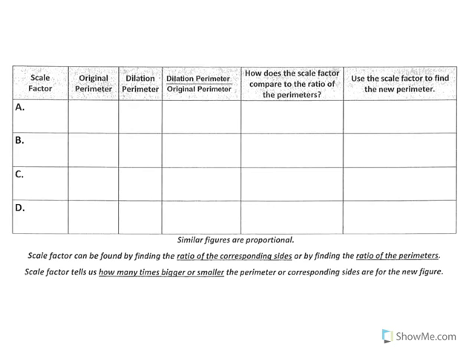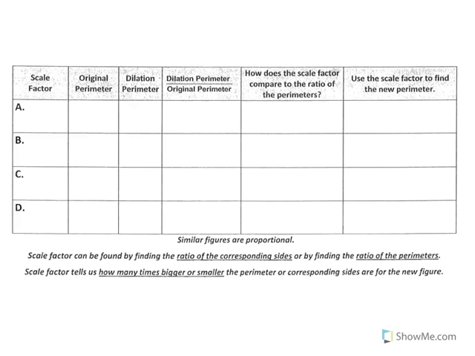Okay, so now let's take that information and we're going to put it into the table. If you notice, you need the scale factor, then you need the original perimeter, the dilated perimeter, then you're going to create the ratio with the dilated perimeter over the original perimeter, and then you're being asked, how does the scale factor compare to the ratio of the perimeters? I mean, are they the same? Is it different? And then we're going to use the scale factor to find the new perimeter. So let's go ahead and complete the table.